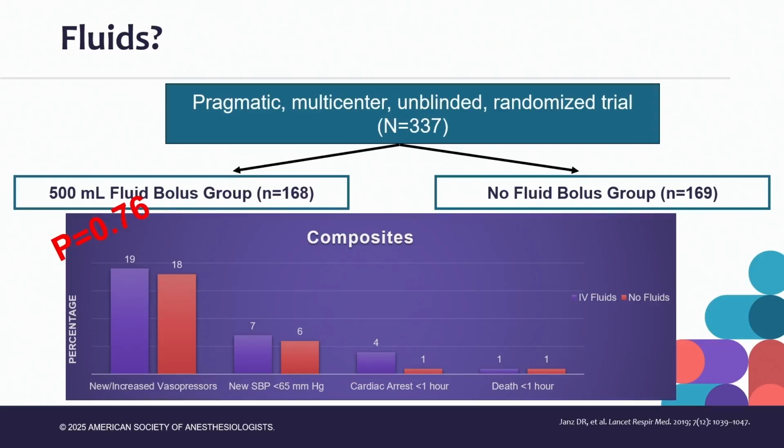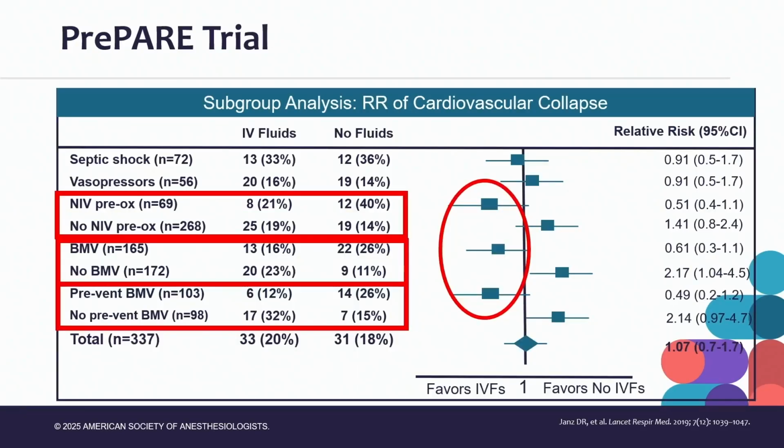So PREPARE was a multi-center, unblinded, randomized trial that was conducted to ask that question: if we give 500 cc's of fluid bolus before tracheal intubation, does that improve outcomes? Now, if you look at the results here, it did not do anything, right? When the authors did a subgroup analysis, they saw that patients who were receiving positive pressure ventilation might benefit from this fluid bolus.